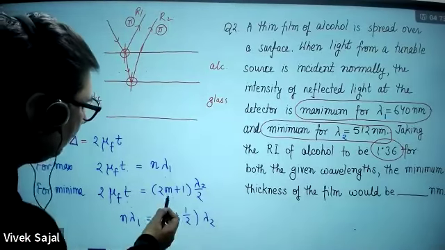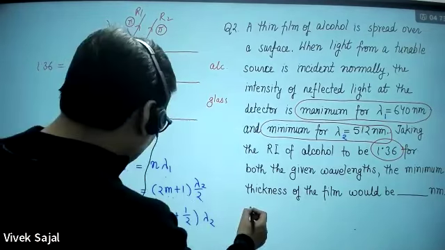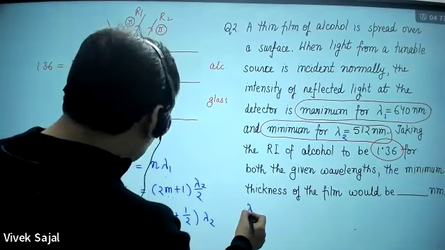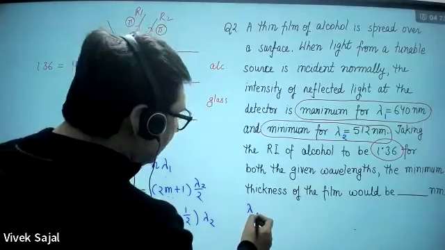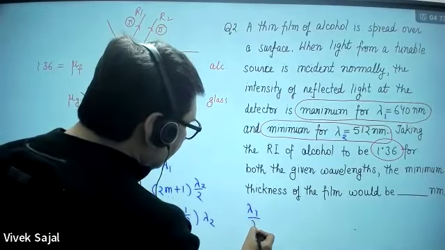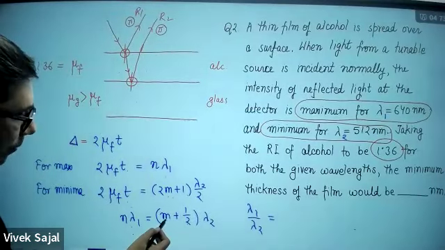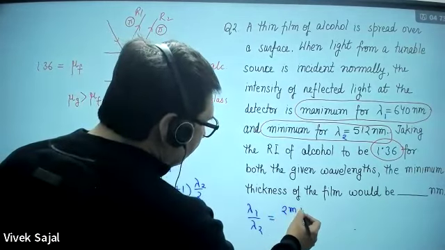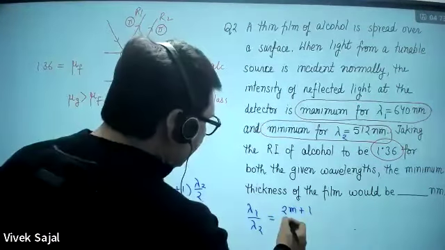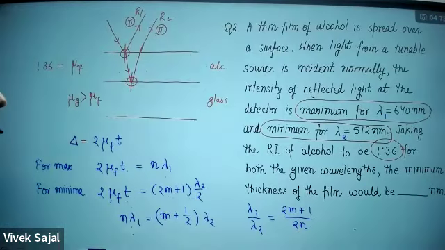Yes, sir. Even if you want, you can also write like this, it doesn't matter. So this is lambda 1 divided by lambda 2. So this will be (2m plus 1) divided by 2, and I'm writing it as 2n. It is like this. So this will be the equation.